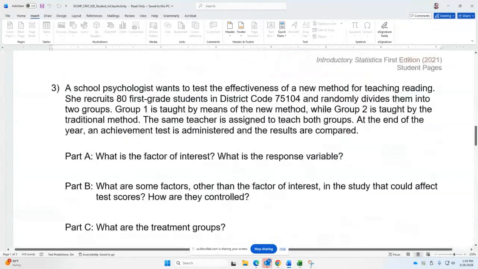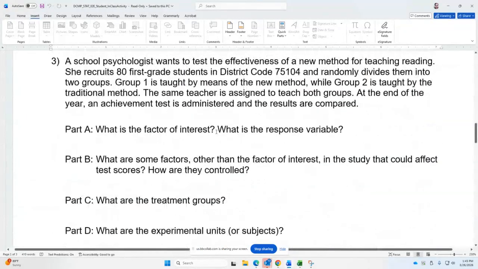So move on to question 3. It says a school psychologist wants to test the effectiveness of a new method for teaching reading. She recruits 80 first grade students in district code 75104 and randomly divides them into 2 groups. Group 1 is taught by means of the new method, while group 2 is taught by the traditional method, like a lecture, right? The same teacher is assigned to teach both groups. At the end of the year, an achievement test is administered and the results are compared.